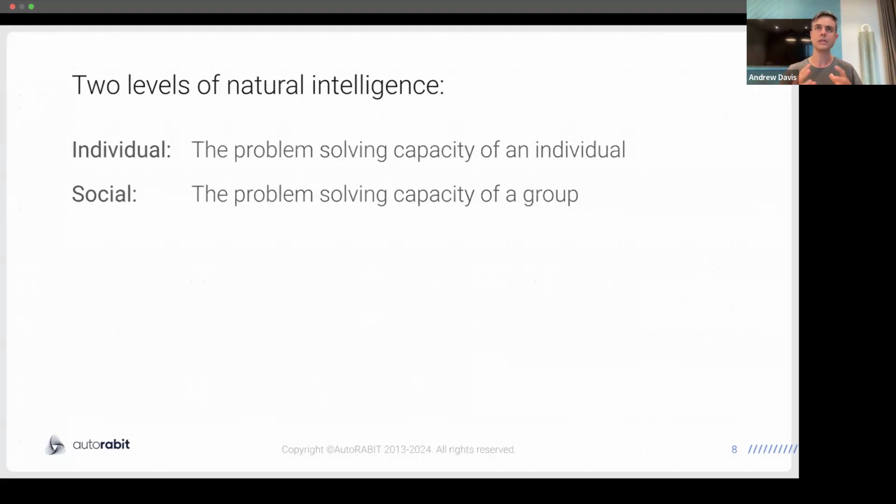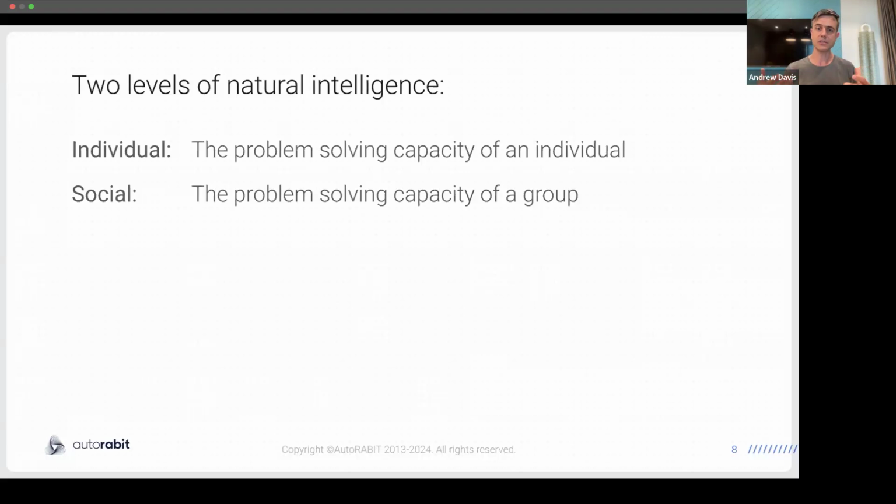Now, there's also social intelligence, and social intelligence is based on individuals, but it's actually an emergent capacity of groups. It's not something you can understand just by the capabilities of individuals. It's very well known that you can hire all the smartest people to a company, and then they don't perform well together. Like you can recruit excellent athletes onto a team, but they don't necessarily perform well together as a team because there's some additional emergent capacity that requires those individuals to coordinate very well together. So when we're talking about natural intelligence, we're talking about these two levels.